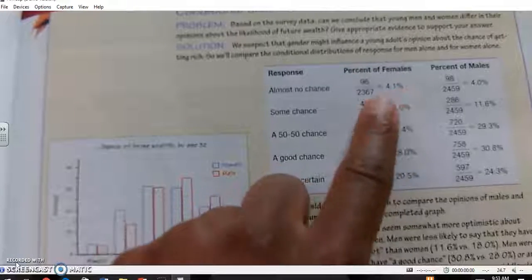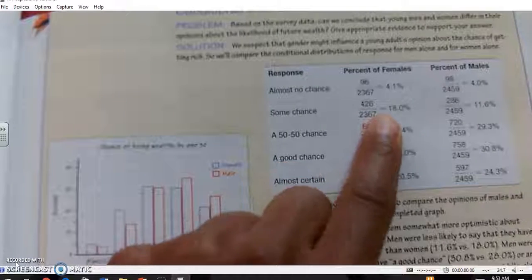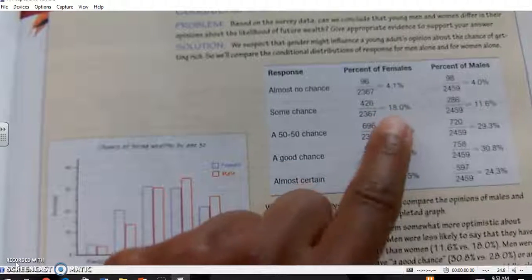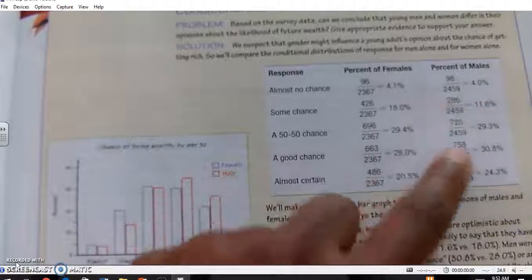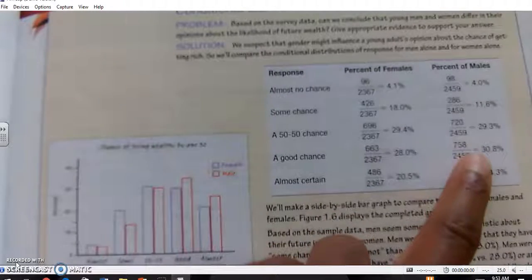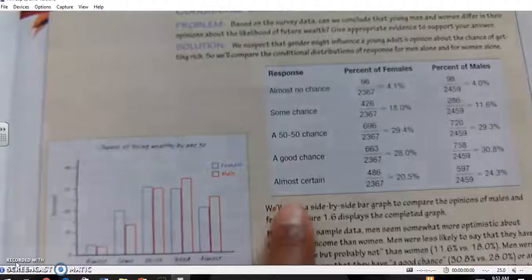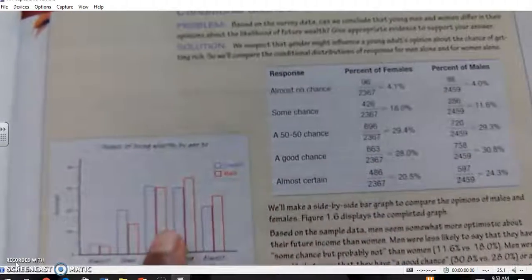As you can see, here they have very similar percentages. Here, for some chance but not likely, women seem to be more likely to have this opinion than men. And then if we look here, men seem to be more likely to think there's a good chance or almost certain that they will be wealthy compared to women.